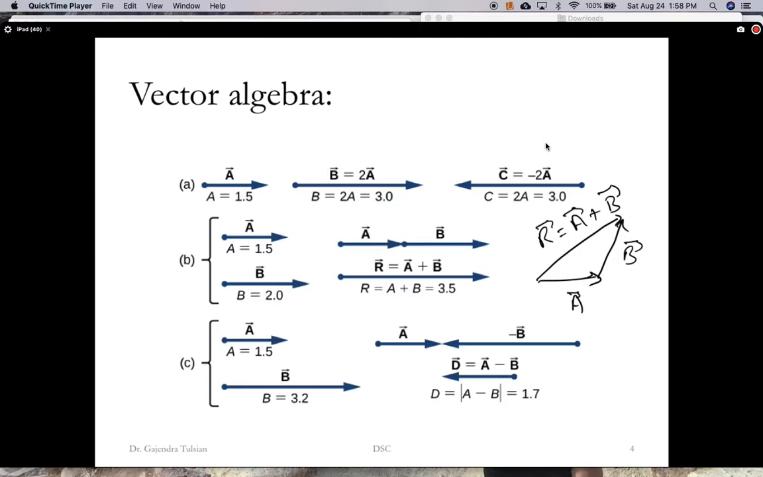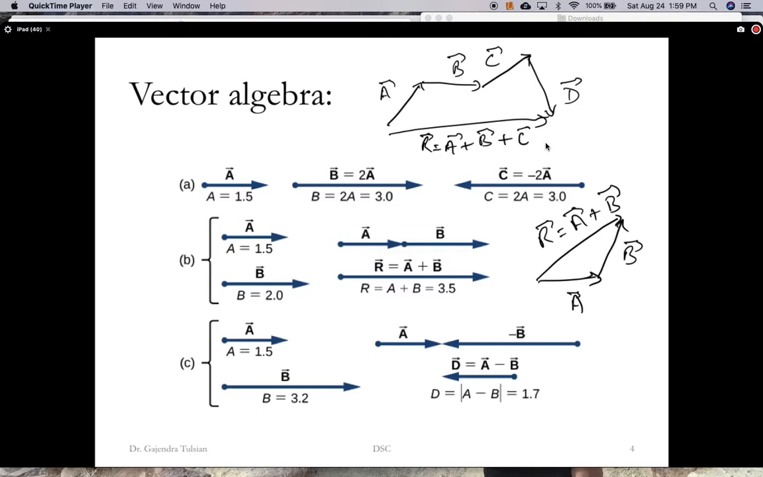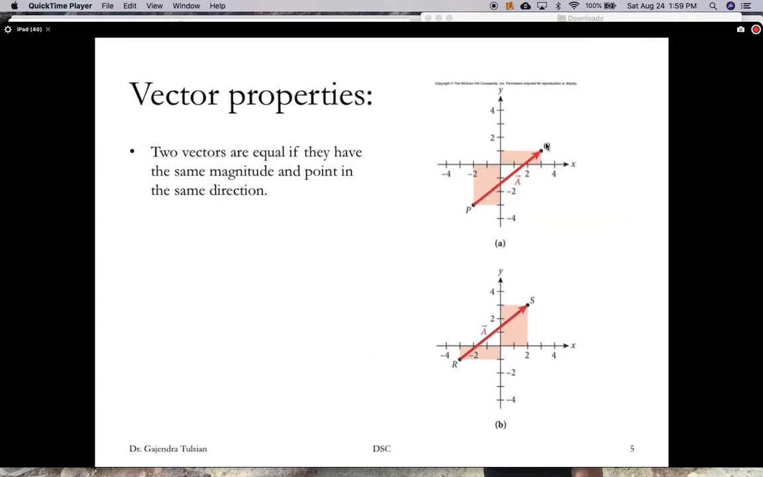And this can be generalized to as many vectors as you want. A, B, C, D. You can keep doing that. And there is the resultant. Resultant equal to A plus B plus C plus D. Okay. So now you learned how to add vectors.